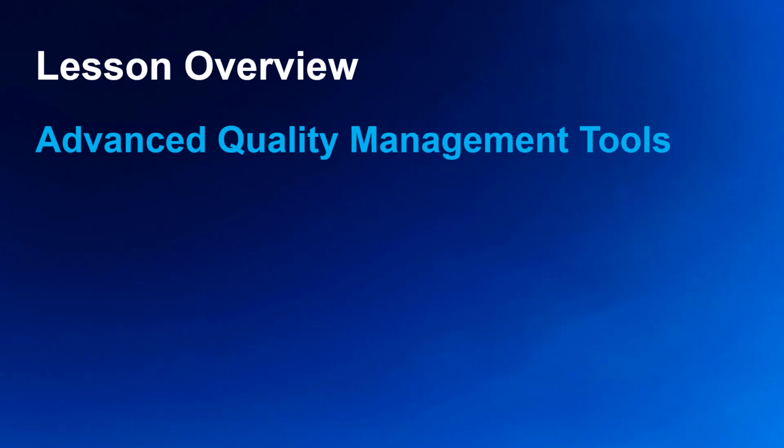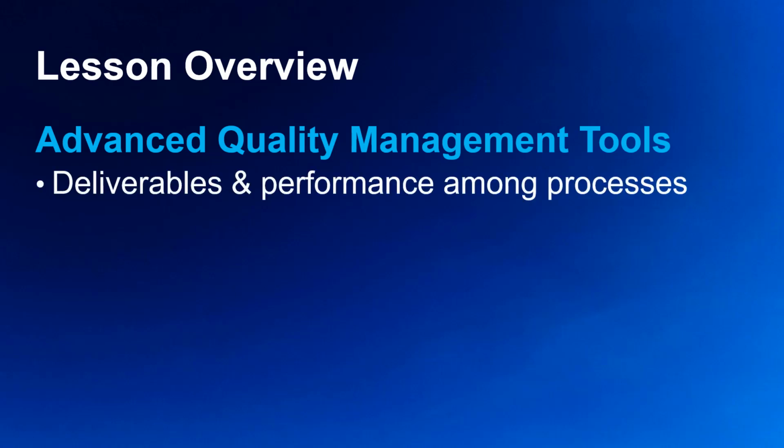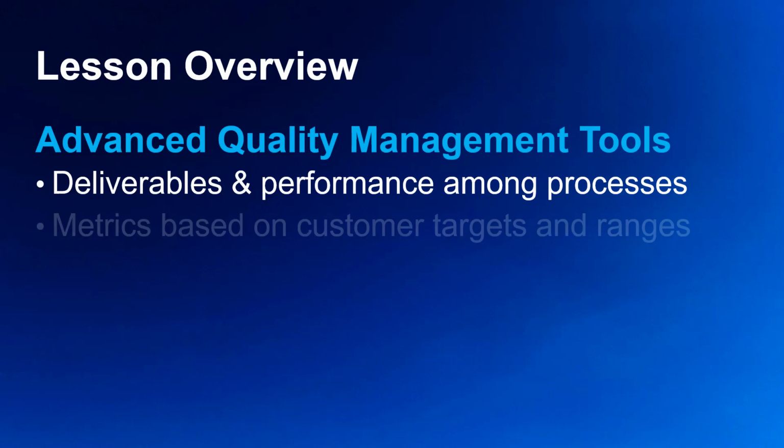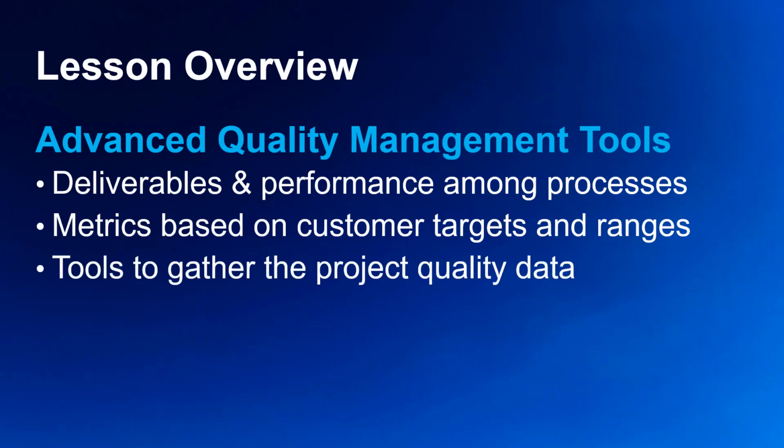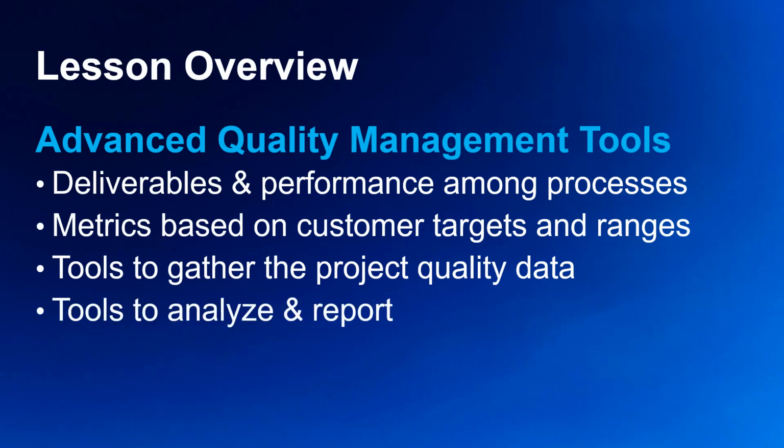This is an advanced lesson on quality management tools. We look at deliverables and work performance as inputs and outputs in the context of related processes. We distinguish often confusing terms for quality metrics based on the targets or ranges our customers wish to see as the result of our project. We apply tools to gather our project quality data, and then we explore selected tools to analyze the project quality data and report our findings.